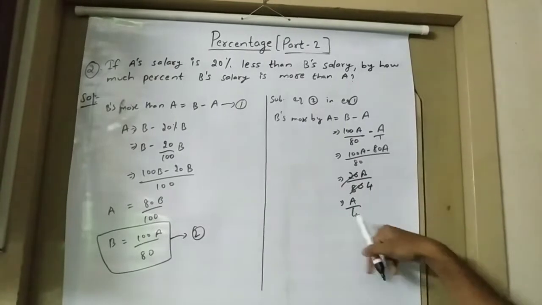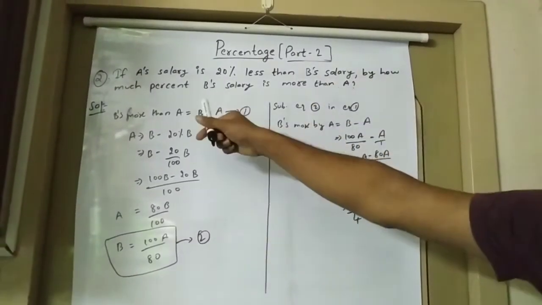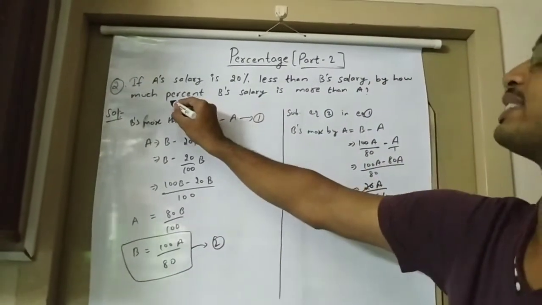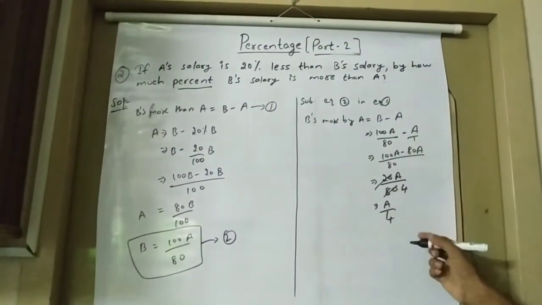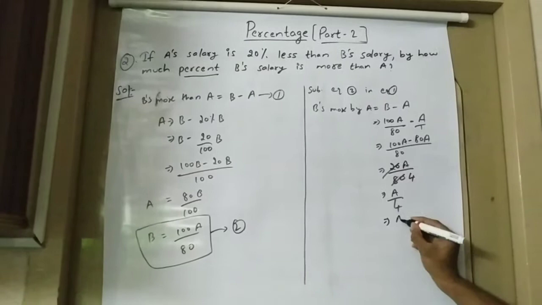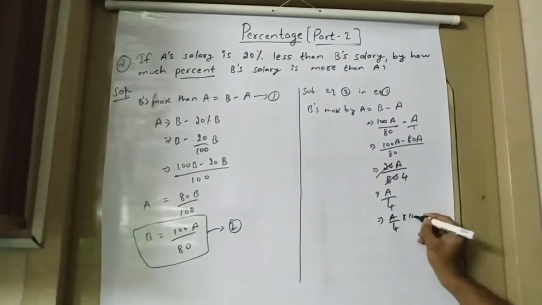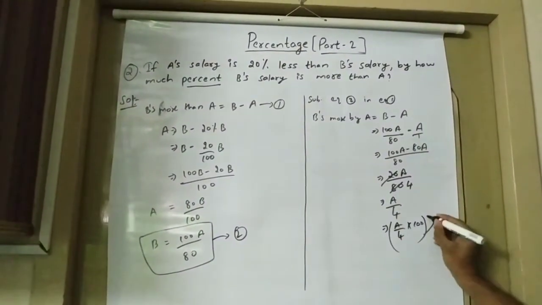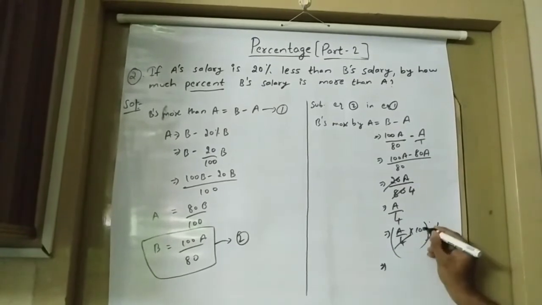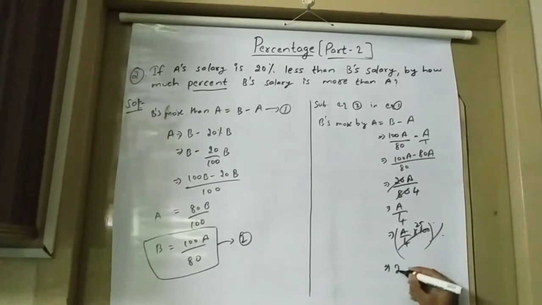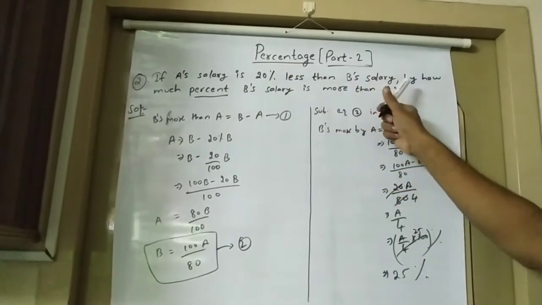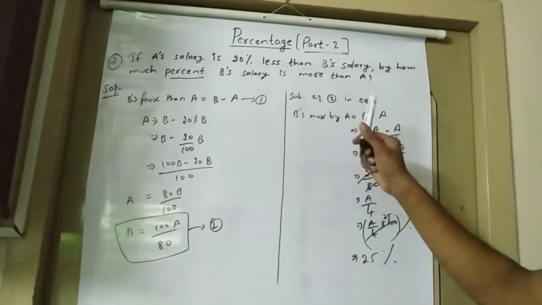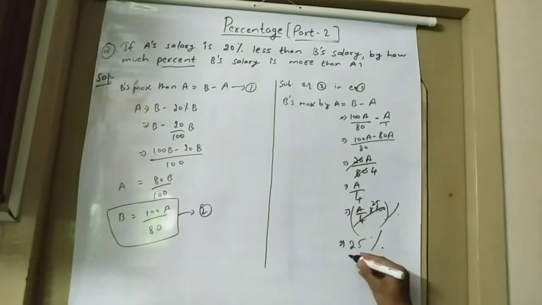So we got a fraction, but they are asking by how much percent B's salary is more. So they are asking percent. To convert a fraction into percent, we multiply it by 100. That is equal to A by 4 into 100%, that is equal to 25%. So if A's salary is 20% less than B, then B's salary is more than A by 25%.